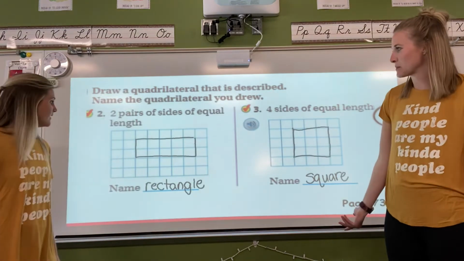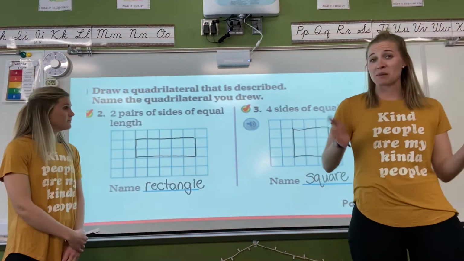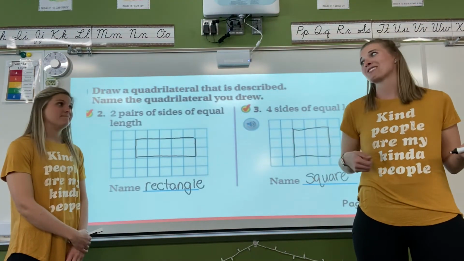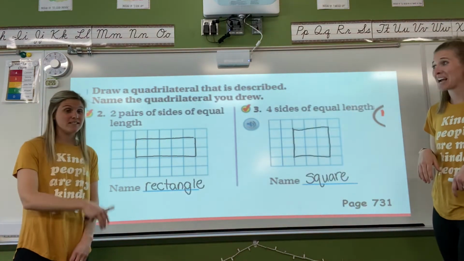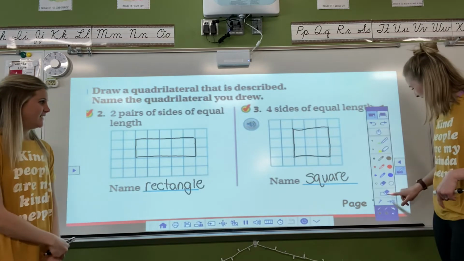I was just thinking, Miss Pelzel, seeing this grid paper makes me think back to perimeter and area. I wonder if on their own they could figure out the perimeter and area of this. I challenge you guys to do that. Yeah, that's a great challenge.